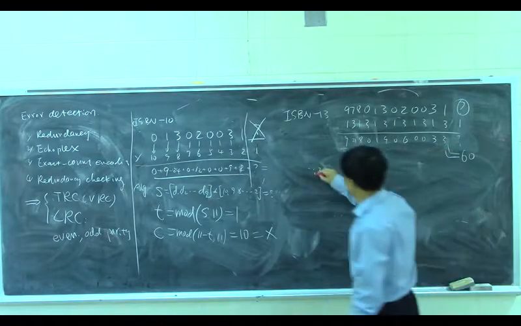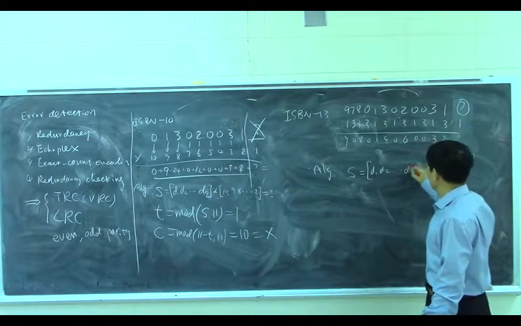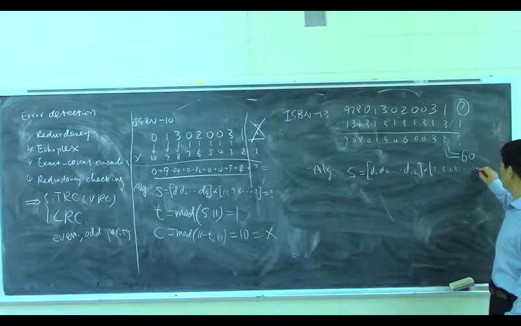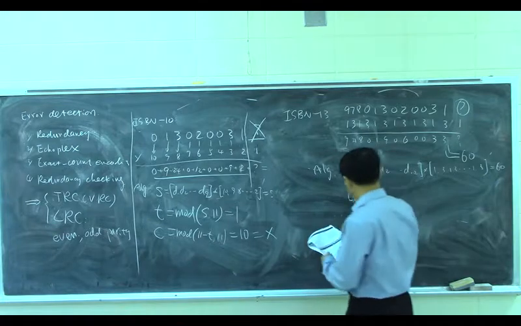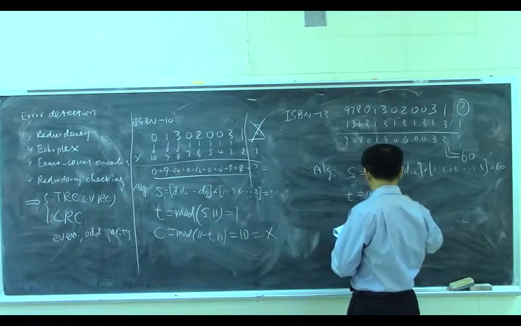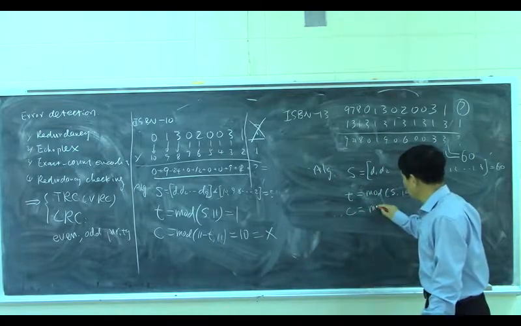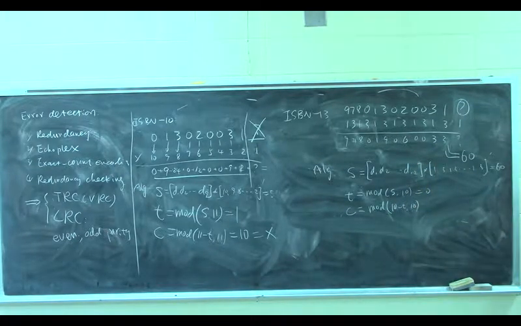Again, the algorithm, how to do this? Calculate the sum of D1, D2, all up to D12, the first 12 digits, multiplied by 1, 3, 1, 3, alternating like this. In our example, let's say equals 60. The next one is t, which will be equal to S mod 10, which equals 0. Then the checking digit will be the remainder of (10 minus t) divided by 10, and this remainder will be equal to 0. So that's how we determine this thing.